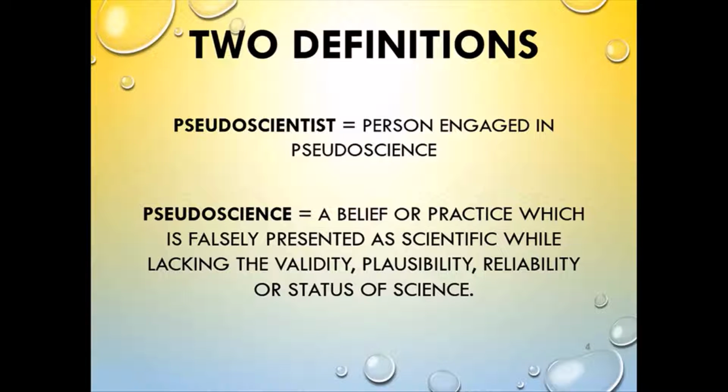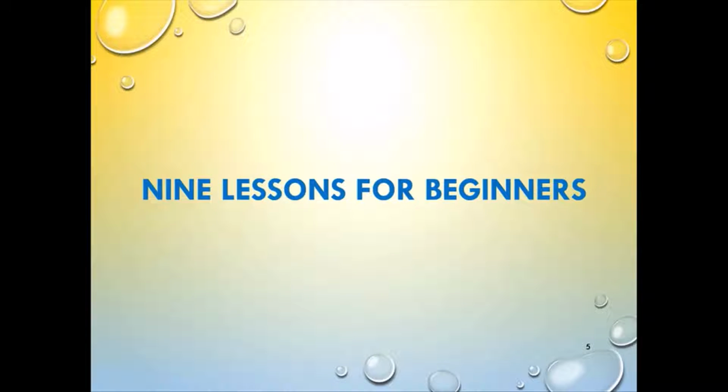Before I begin, 2 definitions. A pseudoscientist is somebody who practices pseudoscience. So we need to define pseudoscience, and I define it as a belief or practice which falsely presents itself as scientific while lacking the validity, plausibility, reliability, or status of science. It's a very broad definition, but I think you get the idea roughly. And now I'm going to go straight into the 9 lessons for beginners.